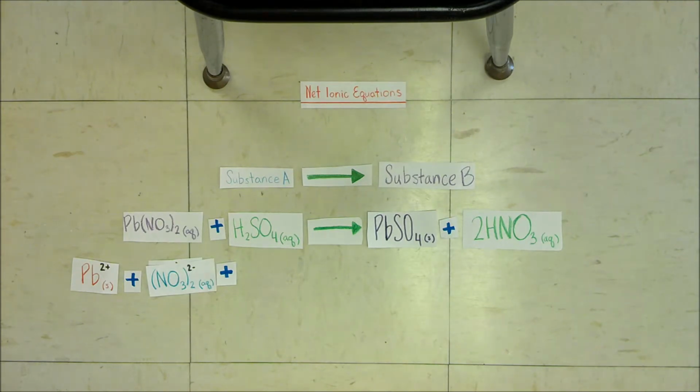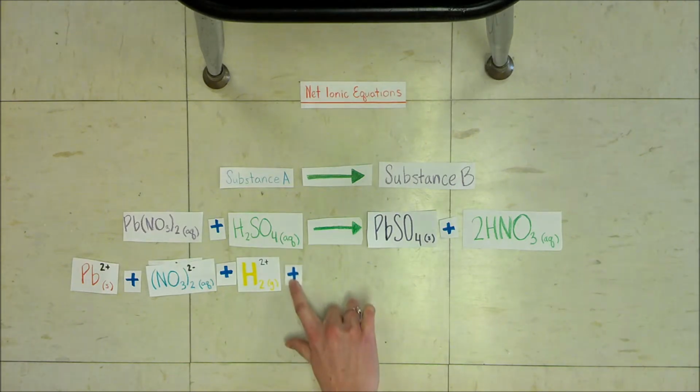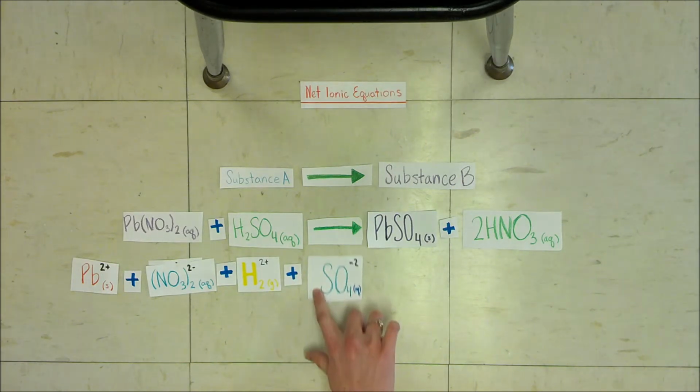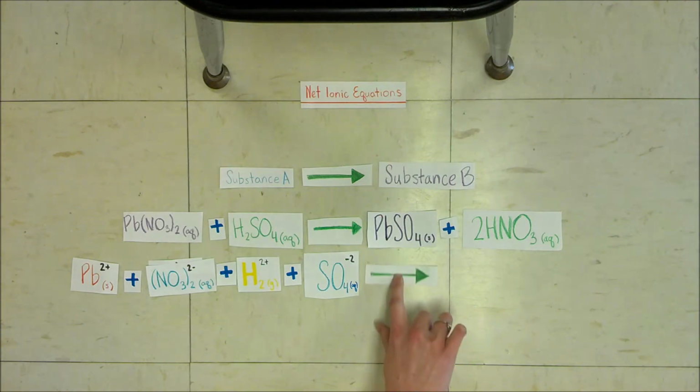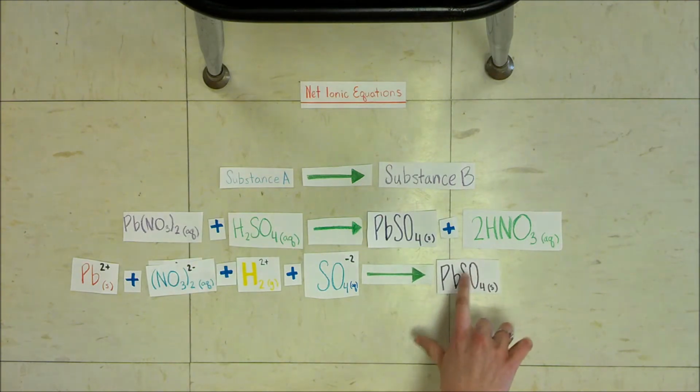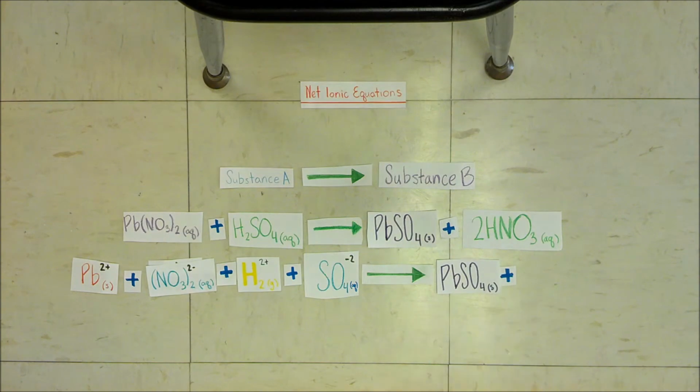So the equation we would end up with after breaking down every aqueous compound is lead plus nitrate plus hydrogen plus sulfate yields lead sulfate plus hydrogen plus nitrate. At this point we have the complete ionic equation. However, we want the net ionic equation.